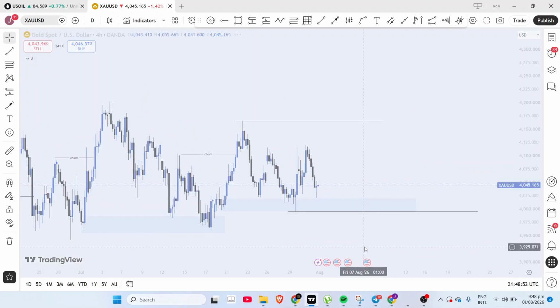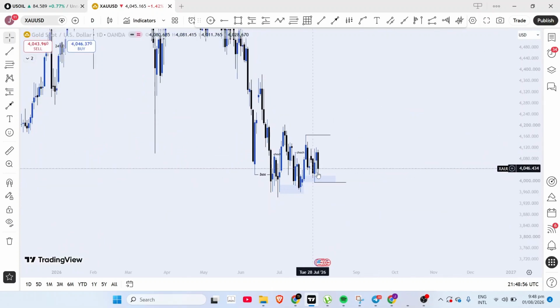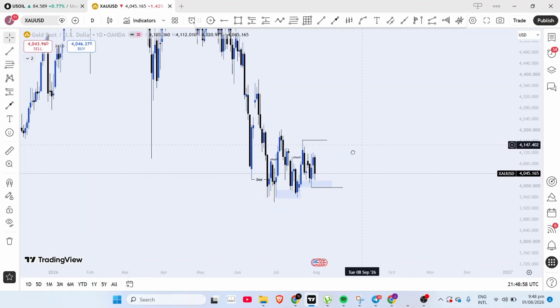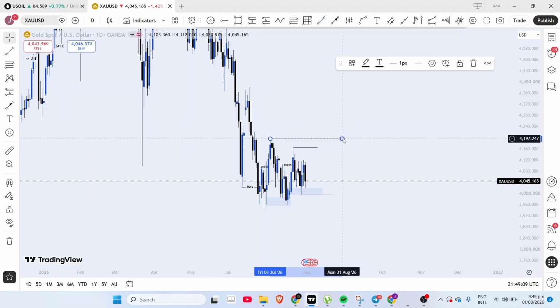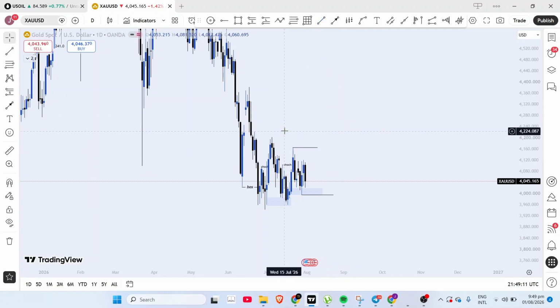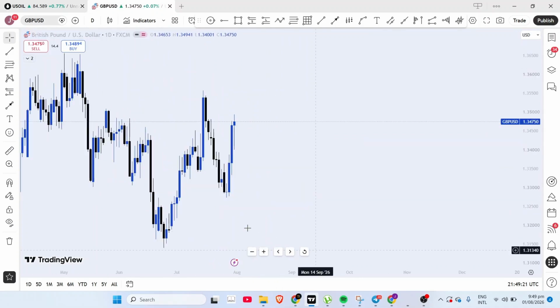Nothing really much from our previous analysis. We are looking for a bullish continuation. If this particular high is taken, then it means a free way to the upside for gold. There'll be a valid or massive confirmation that yes, we currently want to continue going to the upside on gold. So next pair, which is GBPUSD.